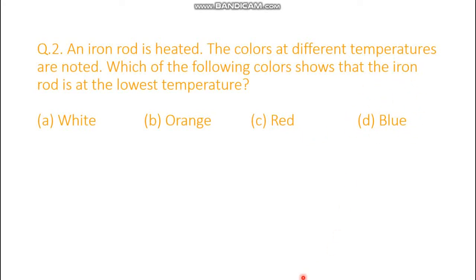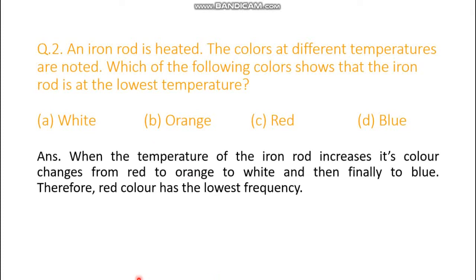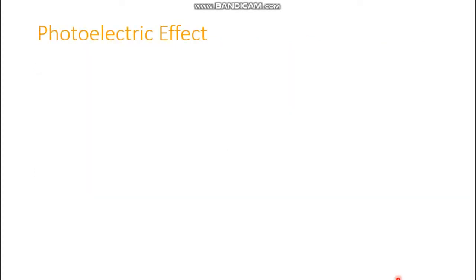So it would reflect the highest temperature, whereas red would reflect the lowest temperature, and orange and white would be in between them. When the temperature of the iron rod increases, its color changes from red to orange to white and then finally to blue. Therefore red color has the lowest frequency. Therefore the correct option is C, red. Next, photoelectric effect.